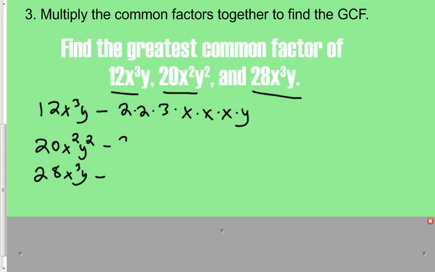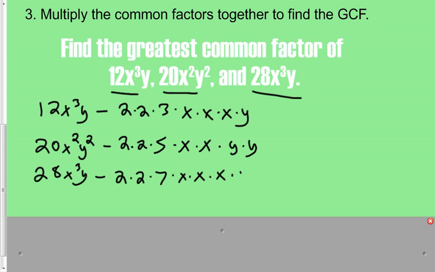This one we could do 2 times 2 times 5. We actually just did that. Times x times x times y times y. And then 28 we could do 2 times 2 times 7. Those are all prime factors. Times x times x times x times y.